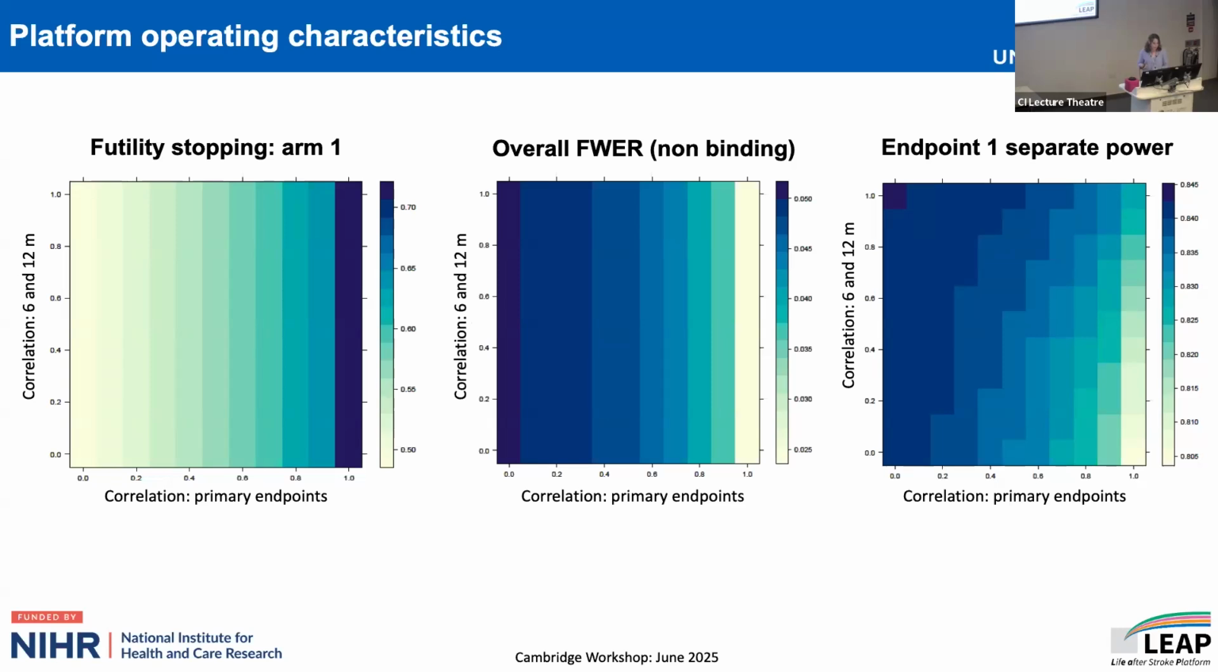And then in the final plot, looking at power, we're looking at the scenario that an intervention is effective on at least one endpoint. We can see that the colour deepens and the power increases as the correlation increases between that intermediate and definitive outcome, but decreases as the correlation between the 2 primary outcomes increases on the x-axis. But overall, within the realm of plausible correlations, we were satisfied that we would have appropriate control for these factors.